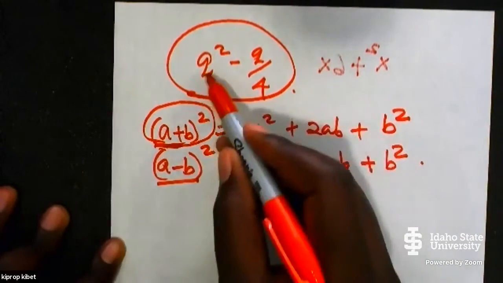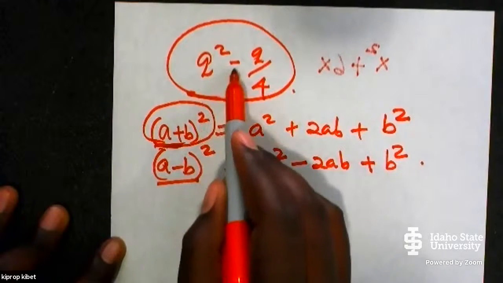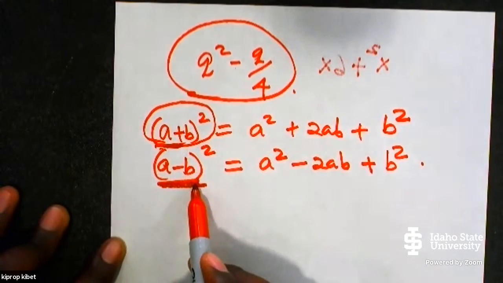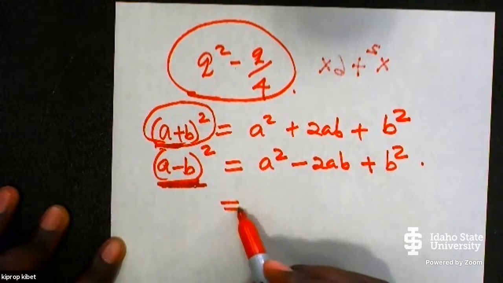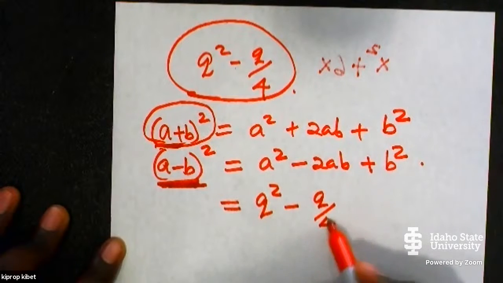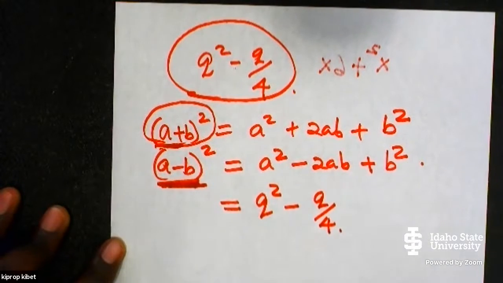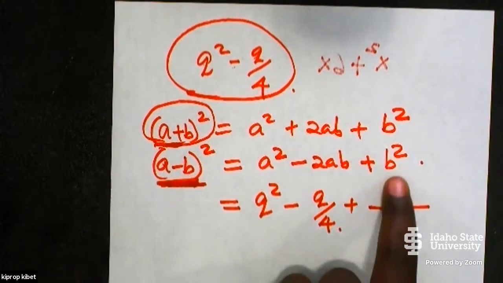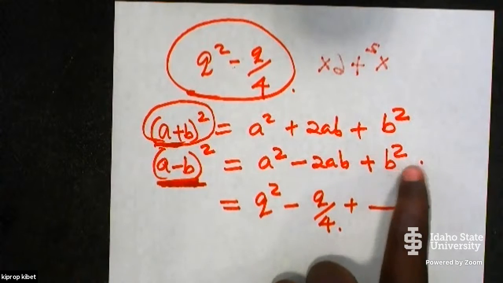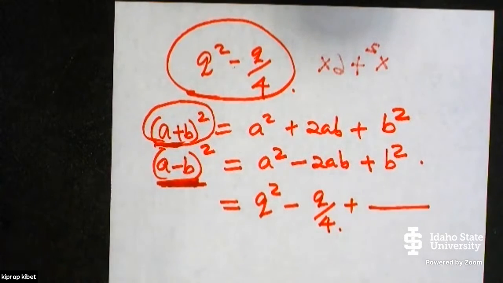So here, because of this minus sign, it is similar to the next one. So it will be like q squared minus q all over 4. So we are looking for the b over here. We are looking for the b squared. So what will be our b squared?